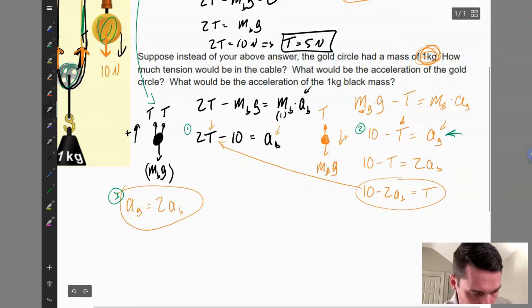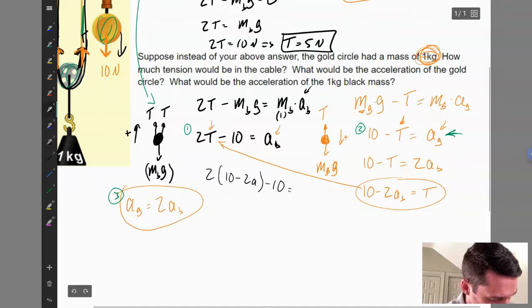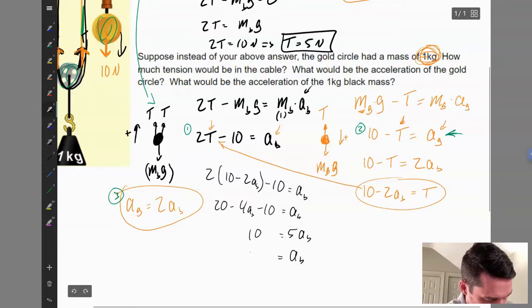So moving forward with the black thing, we've got 2 times the tension, which is 10 minus 2a, minus 10 equals the acceleration of the black thing. So 20 minus 4a minus 10 equals acceleration of the black thing. Rearrange, we've got 5 times the acceleration of the black thing equals 10. So the acceleration of the black thing is 2 meters per second squared.